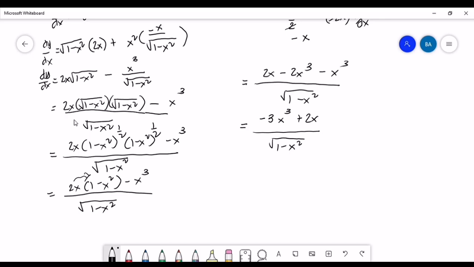Let's try to simplify. Let's factor out one of the x. This is equal to x times negative 3x squared plus 2, over the square root of 1 minus x squared. So this is our answer now.